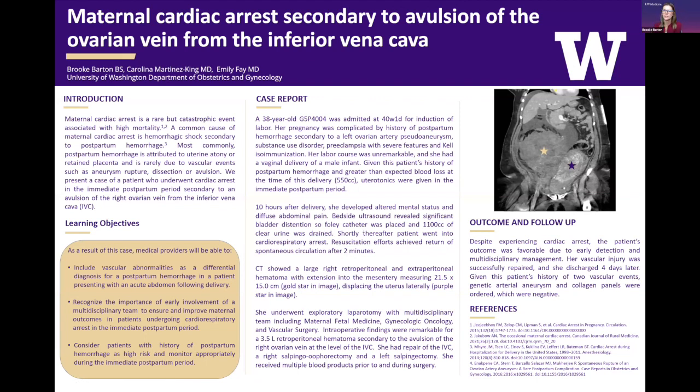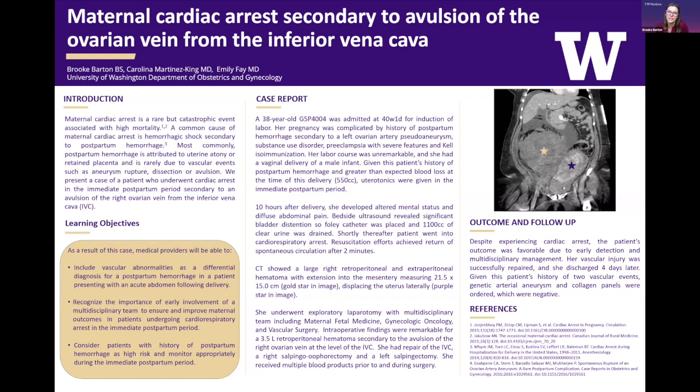I'm a third-year medical student at the University of Washington, and today I'm going to share a case called maternal cardiac arrest secondary to avulsion of the ovarian vein from the IVC, from the Department of Obstetrics and Gynecology at the UW. So a bit of background: maternal cardiac arrest is in general a rare complication, but when it does occur, it has a really high mortality rate. The most common cause of maternal cardiac arrest is hemorrhagic shock due to postpartum hemorrhage. And the most common cause of postpartum hemorrhage is usually uterine atony. But today I'm presenting to you an undocumented cause of postpartum hemorrhage, and that's avulsion of the ovarian vein from the level of the IVC.